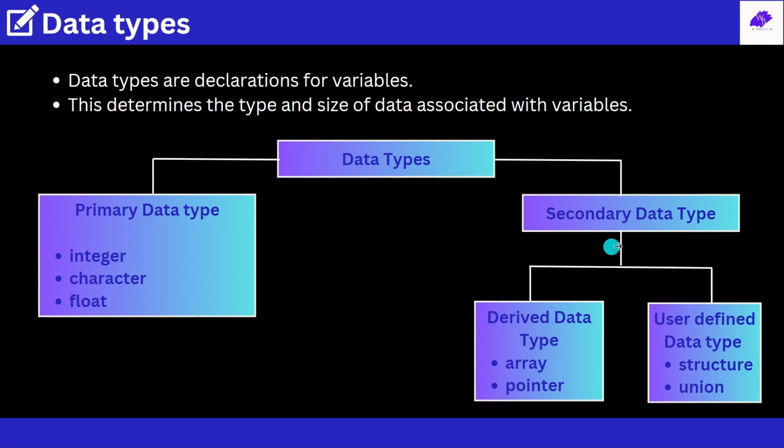In the case of secondary data types, they are divided into two types: derived data types and user defined data types. Derived data types are derived from the primary data types. But user defined data types are types defined by the user for the easiness and feasibility of their program. So let's discuss the primary data types first in detail.